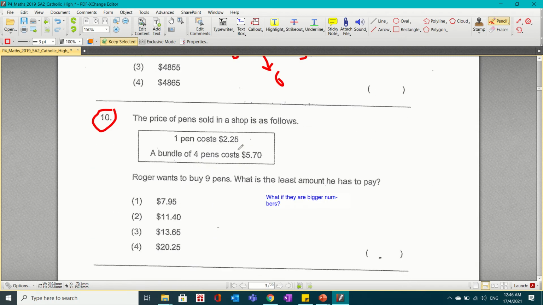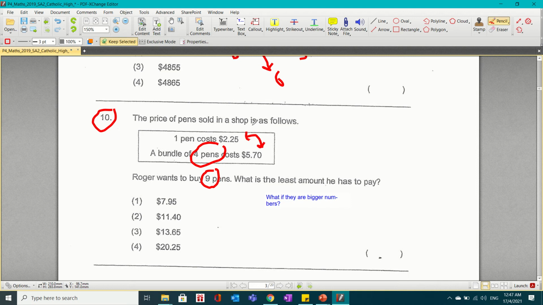Moving on, the price of pens sold in a shop is as follows, and they give you the exact details, which is that 1 pen costs $2.25 and a bundle of 4 pens costs $5.70. So Roger wants to buy 9 pens, and what is the least amount of money that he has to pay? So in this case, if you remember correctly, he has 9 pens, and a bundle of 4 pens clearly is cheaper than if you were to buy it individually.